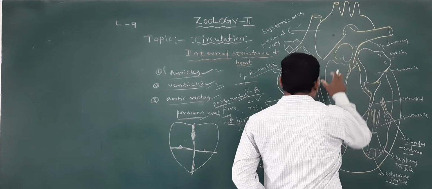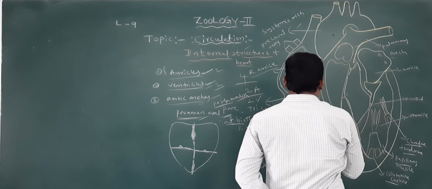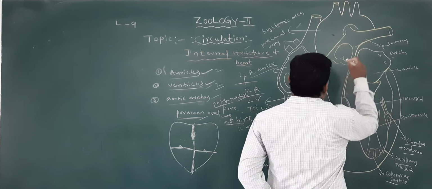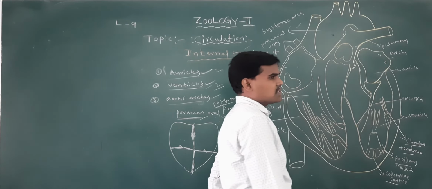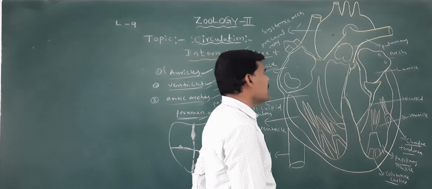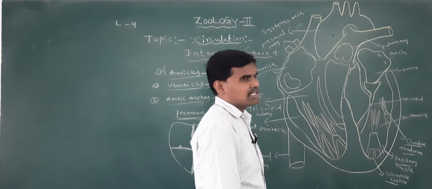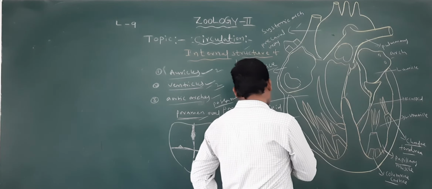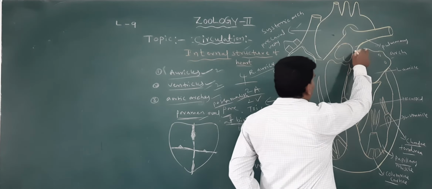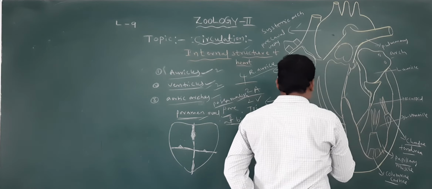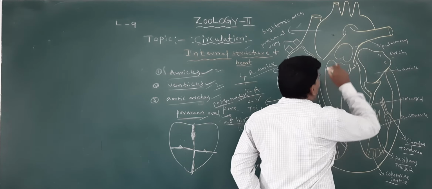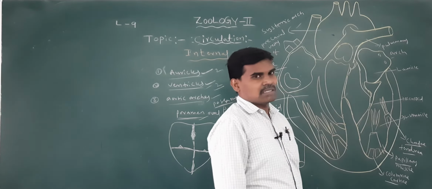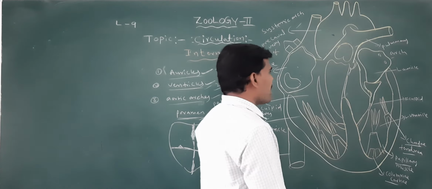The pulmonary arch collects deoxygenated blood from the right ventricle and supplies it to the lungs for oxygenation, also called aeration.